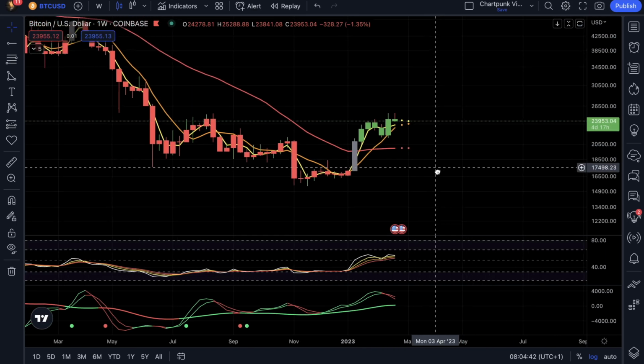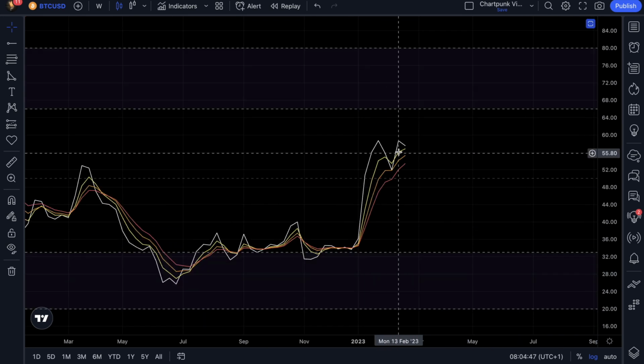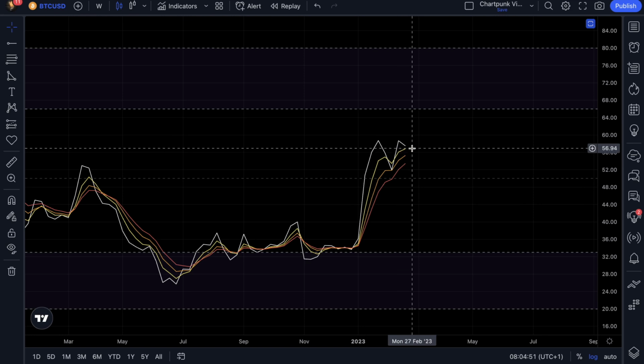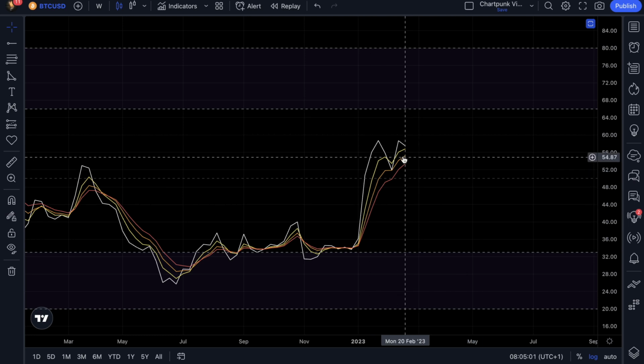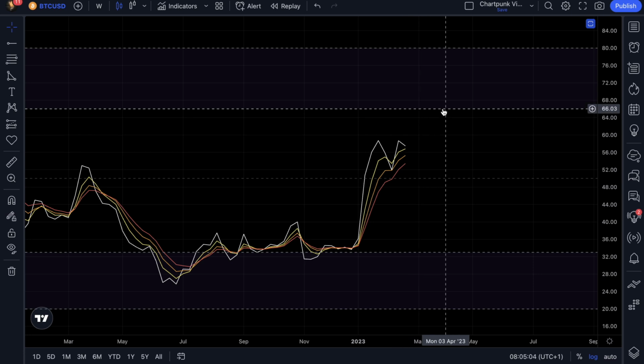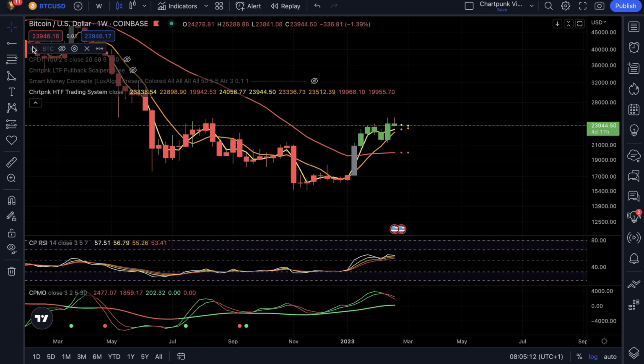If we take a look at the oscillators, then what we see is that the RSI is also nicely ascending. It is currently above its exponential moving averages and its current level is 57, which is a slightly bullish level. I hope that the RSI will be able to continue its journey and reach the 66, where it will become really strong. My only concern on this chart is the Chartpunk momentum oscillator.